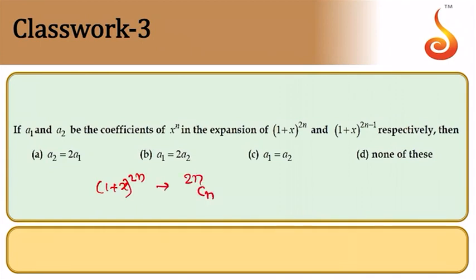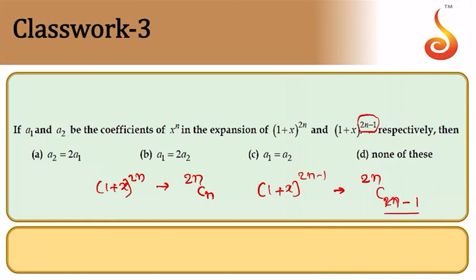Example 3. A1, A2 are the coefficients of x to the power n in the expansion of (1 plus x) to the power 2n and (1 plus x) to the power 2n minus 1 respectively. Find the relation. Simple question. In (1 plus x) to the power 2n, the coefficient is 2n Cn. If it is (1 plus x) to the power 2n minus 1, the coefficient is 2n C 2n minus 1, this is n minus 1.